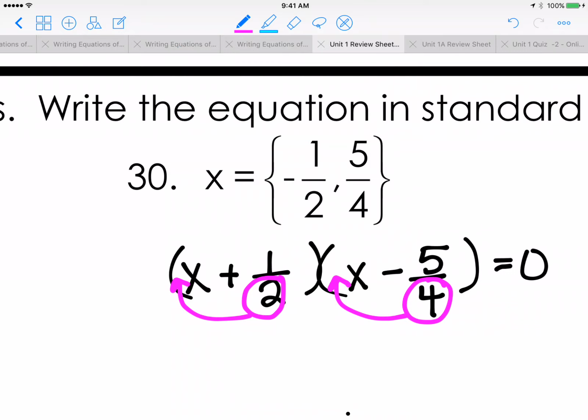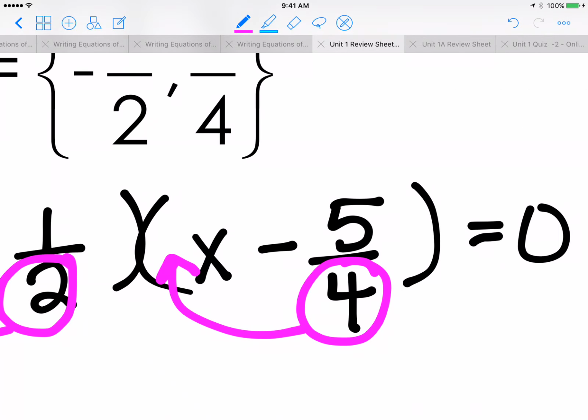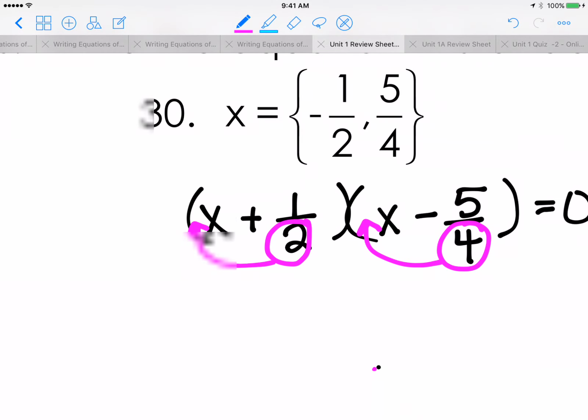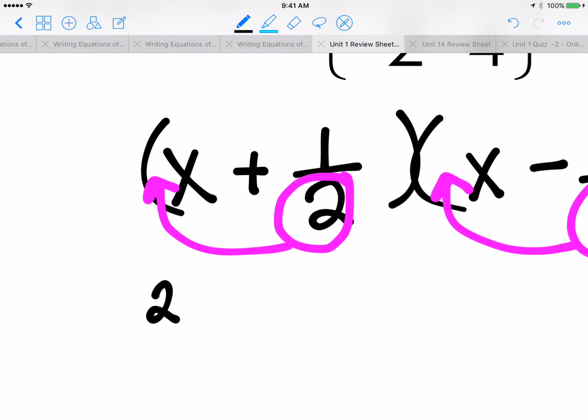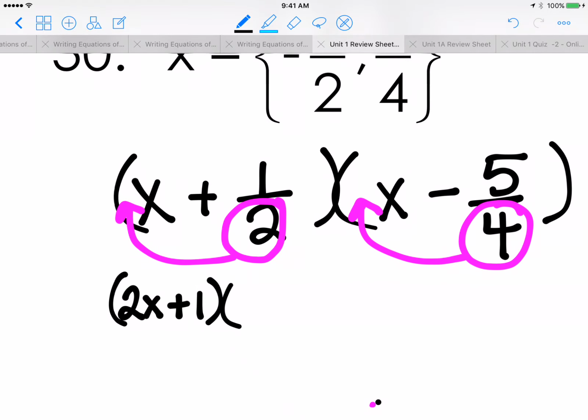And mathematically that works because you're really just multiplying everything by this denominator. In this binomial, you're multiplying everything by 4, and then it ends up working out the same. We kind of explained that in class. So you get 2x plus 1, and then you get 4x minus 5 equals 0.